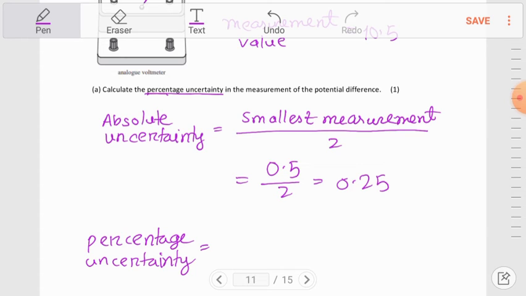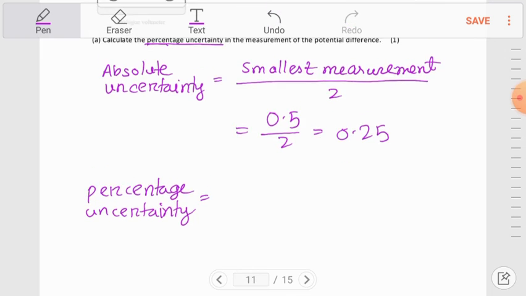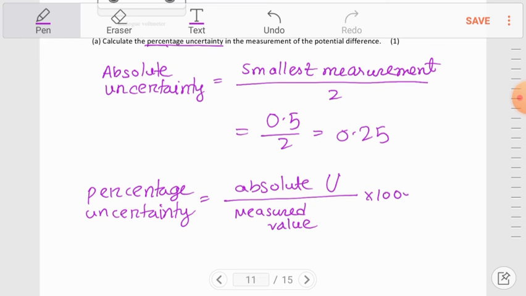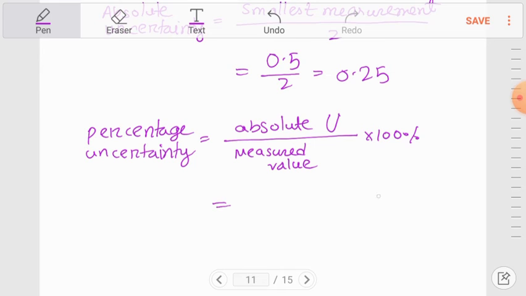And that would be the absolute uncertainty divided by the measured value, into 100%. So let me write down the equation first. Absolute uncertainty over measured value into 100%. Now the value for absolute uncertainty was 0.25 over 10.5 into 100%, and if you calculate it, you get a value of 2.38%.